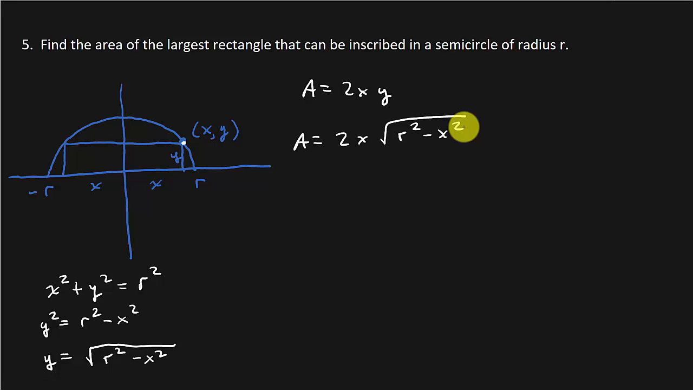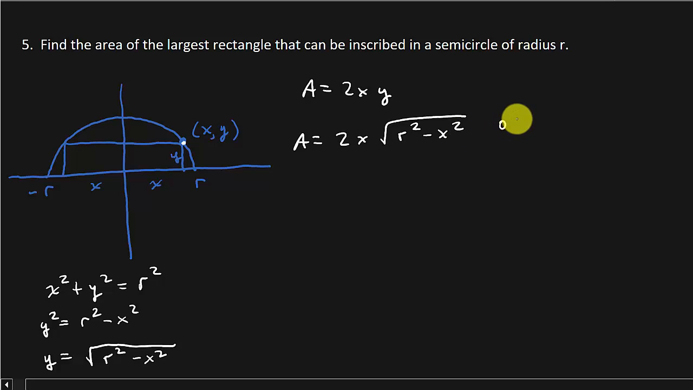Now, what's the domain of our function? Well, that's going to be 0 less than or equal to x less than or equal to r. Okay? Because, you know, for one thing, we can't have a negative underneath the radical.